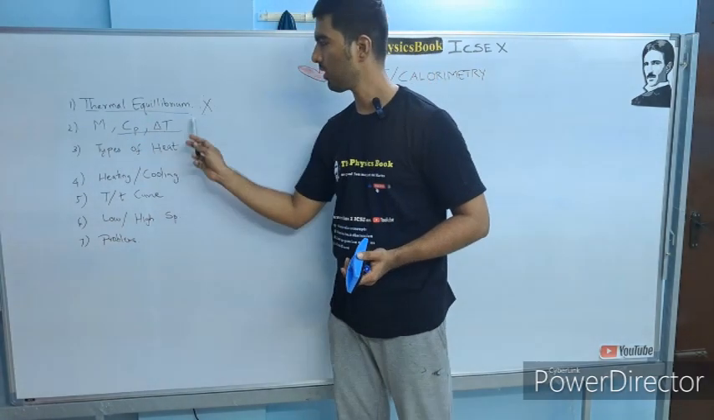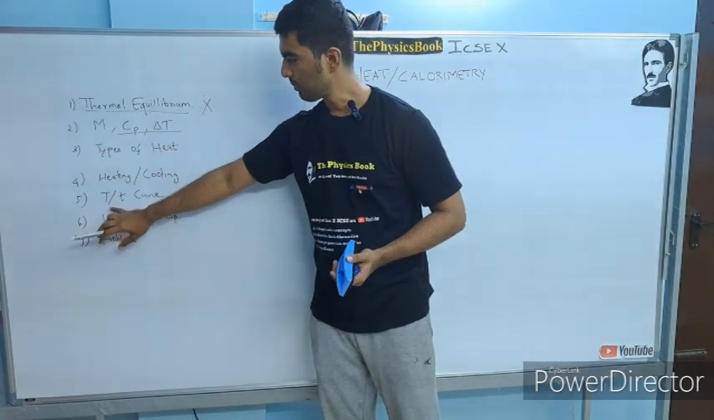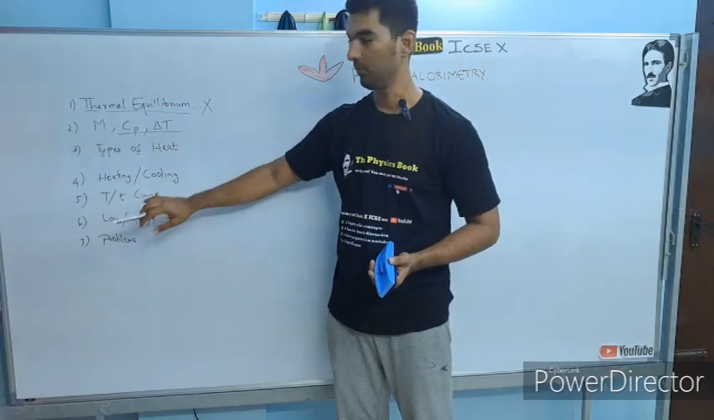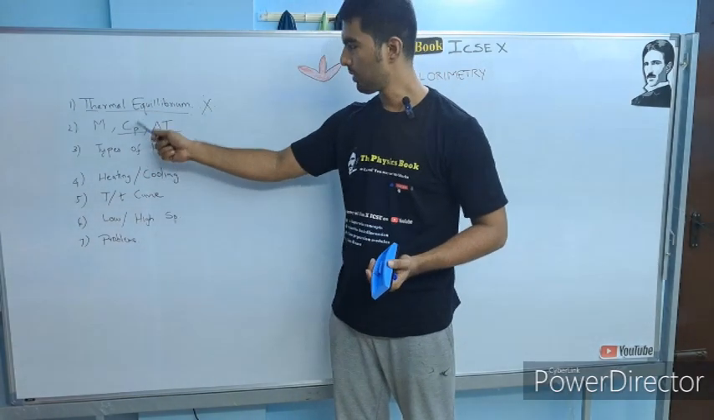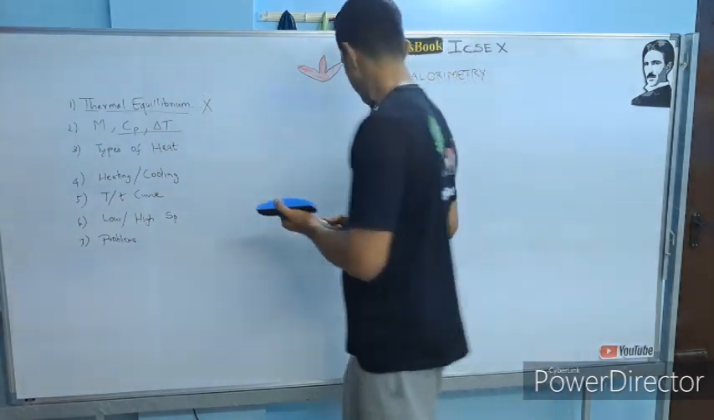So this is the second point that we are going to discuss. But if you come to the fifth point, the temperature time curve, we can closely relate this MCP delta T and temperature time curve. While understanding, it is better to understand these 2 points together, for which we will go for an example.